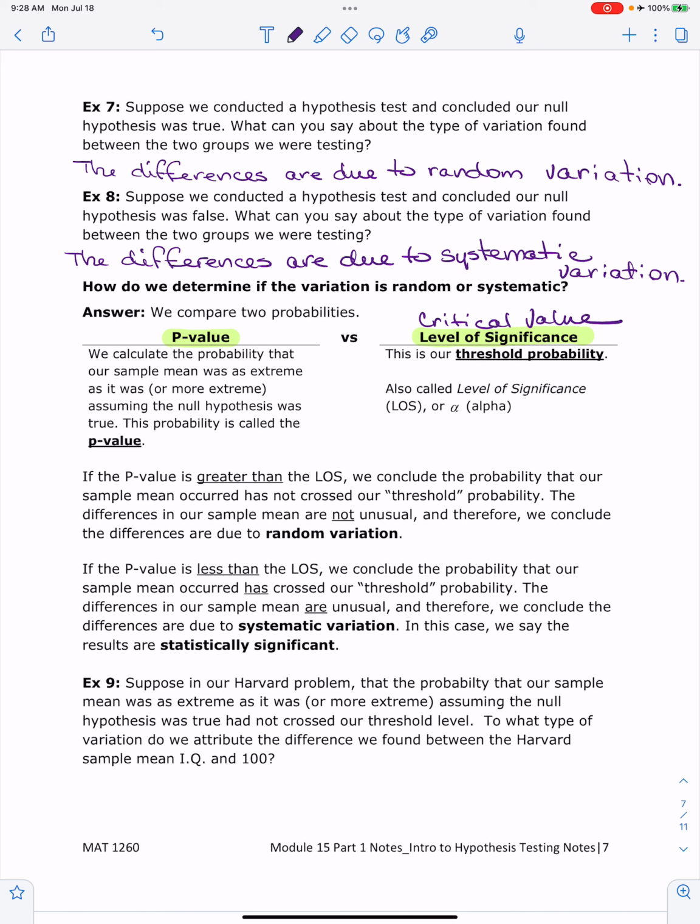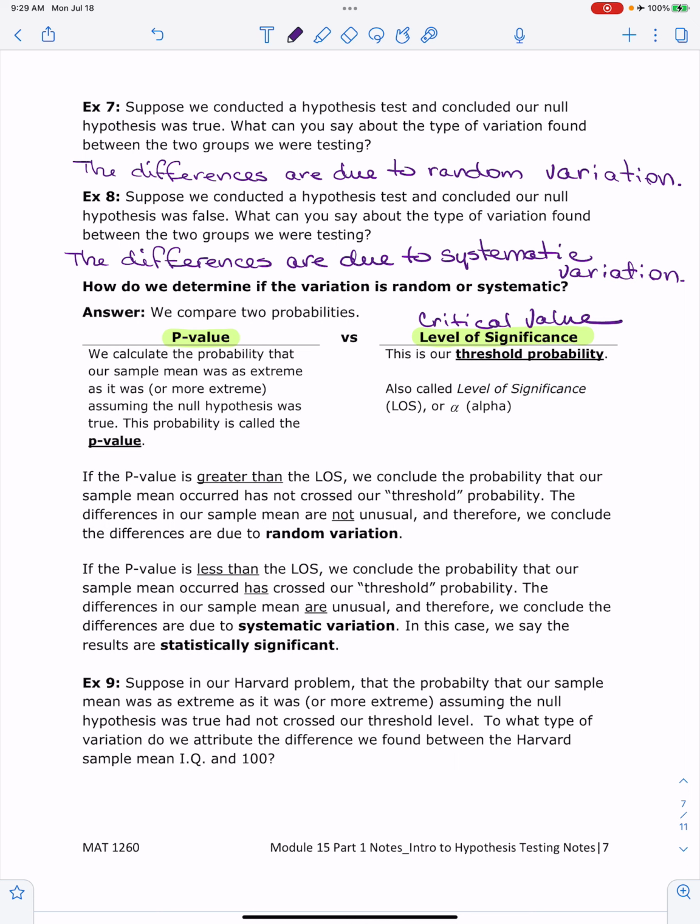So if the p-value is greater than our level of significance, that means that the p-value that we are testing for our value is not in that tail, doesn't have a probability that's less than that of happening. This is going to be random variation, and I am going to draw pictures of that normal curve as we move forward. That seems to help. If the p-value is less than our level of significance or our alpha, then we're going to say this is due to systematic variation. And we are going to look at our results as being statistically significant.